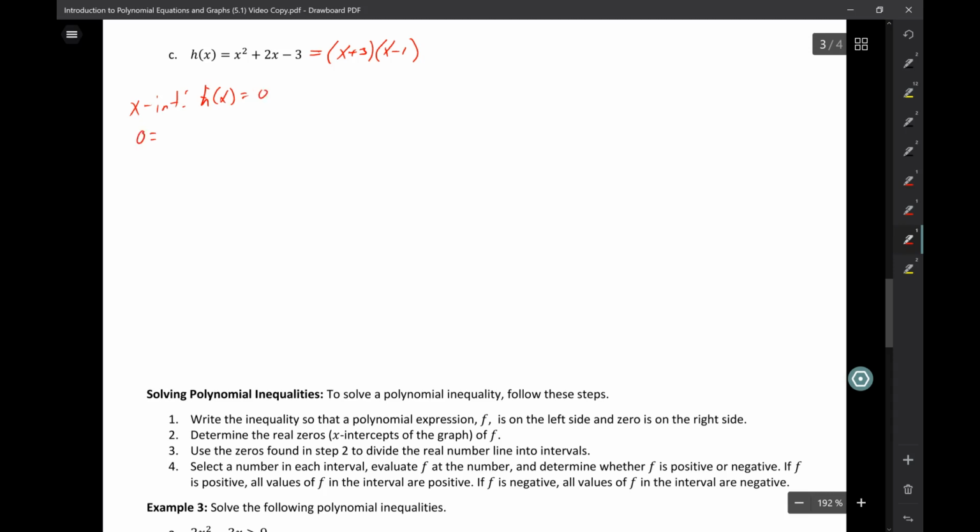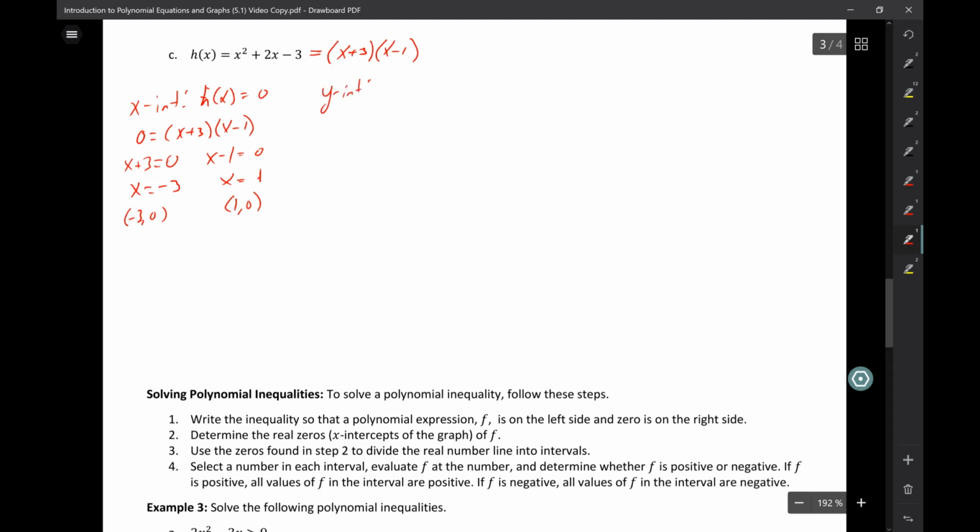So this is going to be 0 equals x plus 3 times x minus 1. But we can set each factor equal to 0. Therefore, x equals negative 3 and x equals 1. So the x-intercepts are negative 3, 0 and 1, 0 respectively.